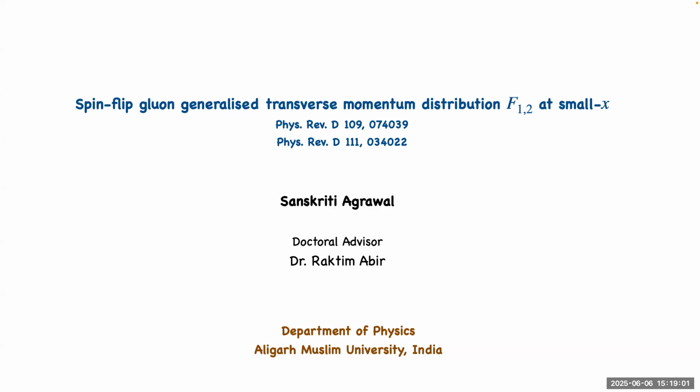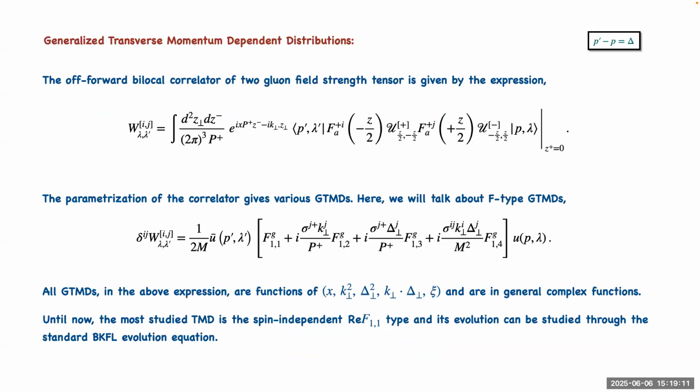I'm Sanskriti from India, and I mainly work in the small x sector of QCD, especially dealing with various evolution equations. I want to start with something that we have been seeing for the past few days, these types of structures. These are basically the correlators of gluons. What they do is correlate different states of gluon, from final to initial. And if we parameterize these correlators, we are left with these GTMDs.